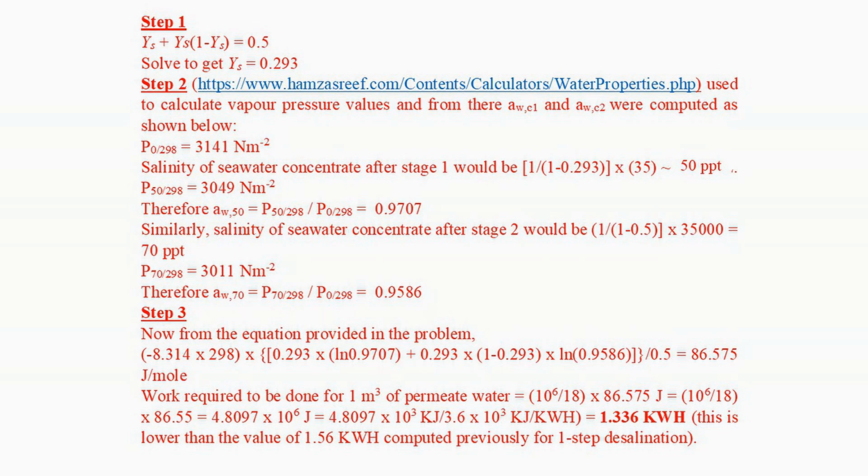Now you can see that compared to 1.56 kilowatt hour per meter cube, which we had got for one-stage seawater desalination, here the requirement is lower. So this is the advantage of doing it in 2 stages. It's not as if it only has to be 2 stages. One can even consider 3 stages or 4 stages or 5 stages.